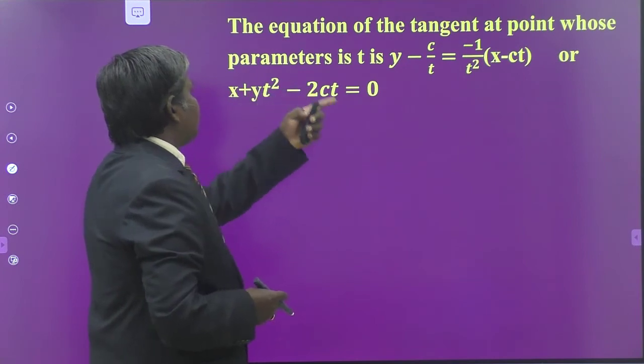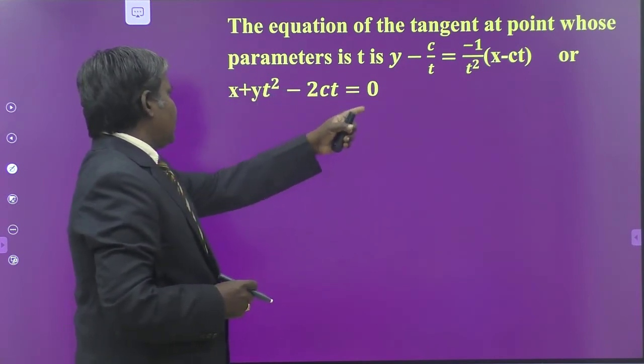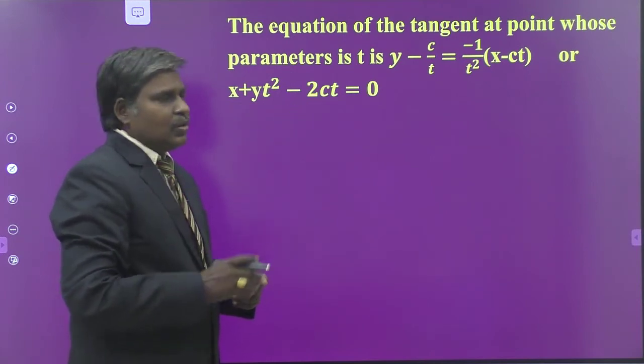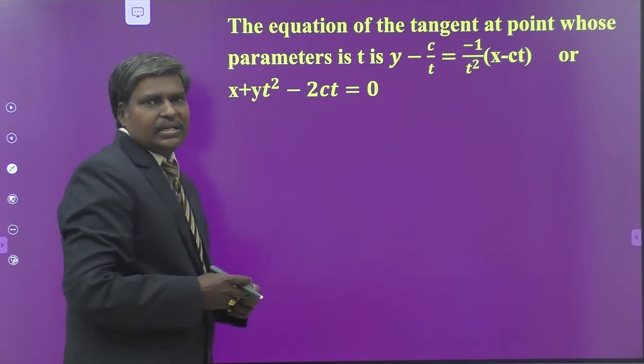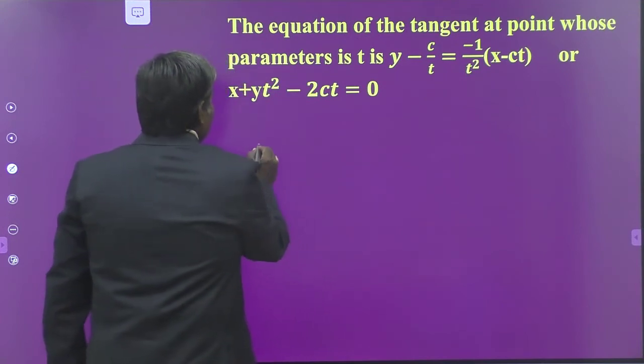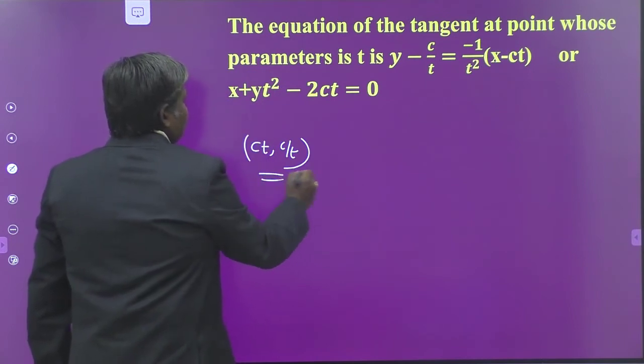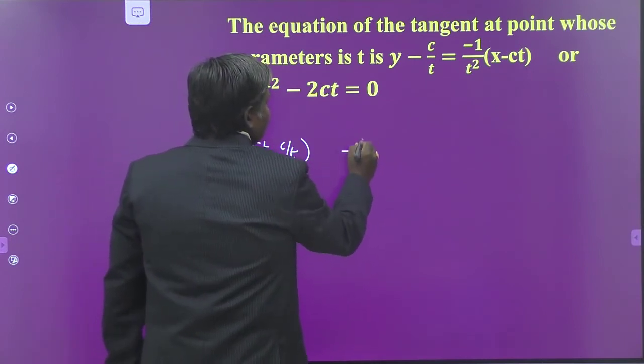Yes. The equation of tangent at the point whose parameter is t is like that. Or you can prove in this manner. Once you know the point and slope, you can write the equation. What is the point? ct comma c by t. This is the point. Slope of the tangent is what? Minus 1 by t square.